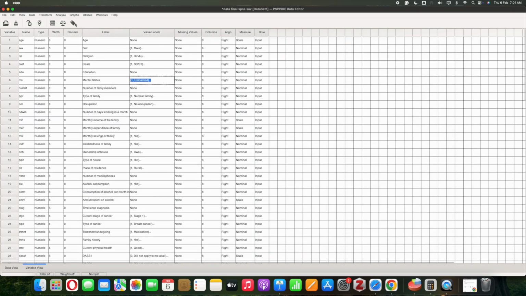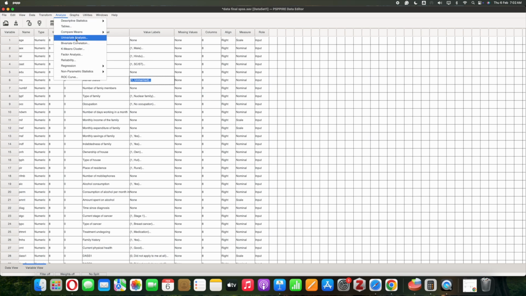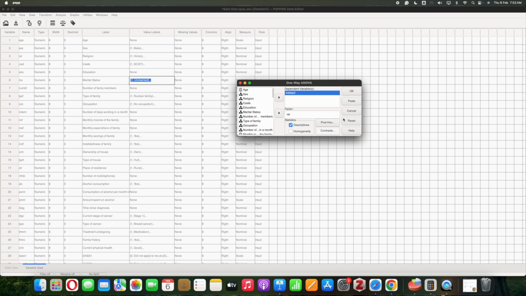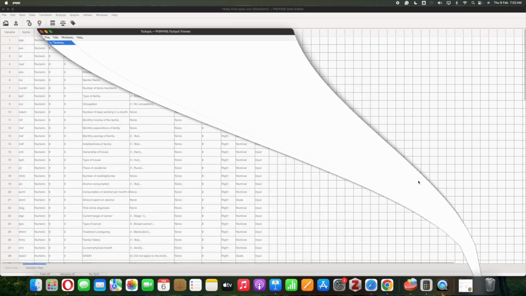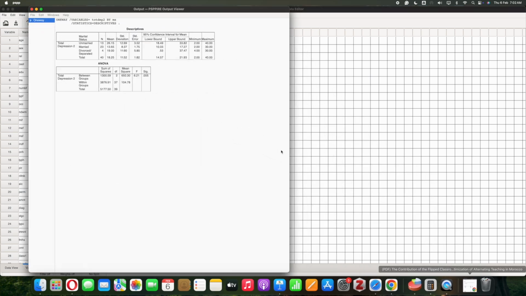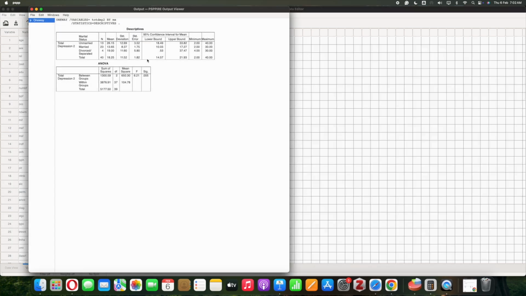So let's compare them. For this, we first calculate ANOVA. We go to Analyze, Compare Means, one-way ANOVA, and I just click Reset. Ensure that marital status is in the factor section, and in the dependent variable I add the total depression score, which is a continuous variable. Click on descriptives, click on OK. So once I do get the results, I'll be able to interpret the Eta-Squared.